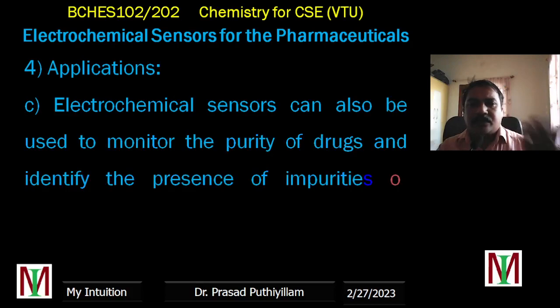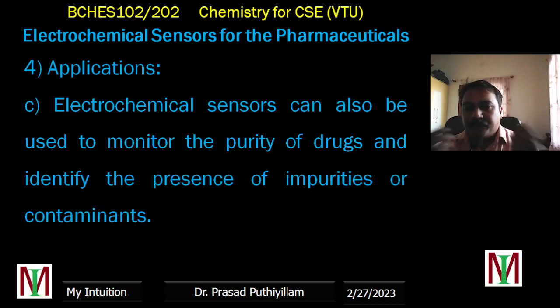Electrochemical sensors can also be used to monitor the purity of drugs and identify the presence of impurities or contaminants. Okay, so when we prepare a drug formulation, there should not be any other material present which will affect the drug, or any other material present along with the drug which will cause some side effects other than the intended duty of the drug. If it is there, the impurities have to be identified, then only we can do some process to eliminate that.